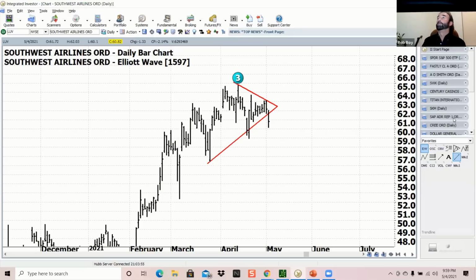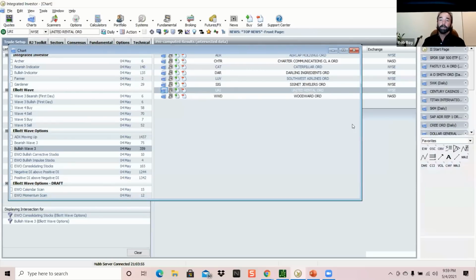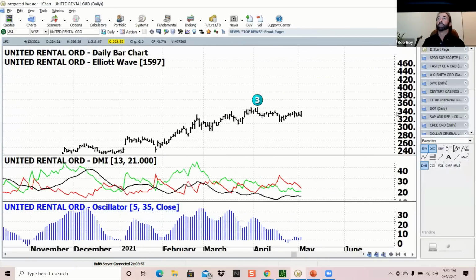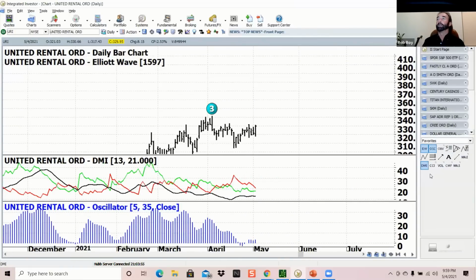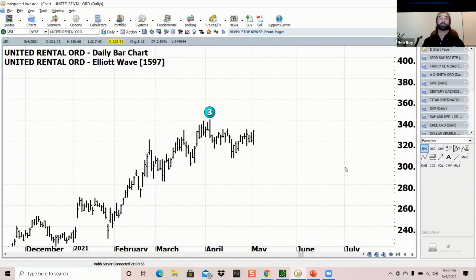For strangle, we'll look at a couple more and then we'll take a few questions. United Rental. The first thing I look at is to see if there's some that show up often, because there are stocks that consolidate, break out, consolidate, and break out. And that's just kind of what they do.